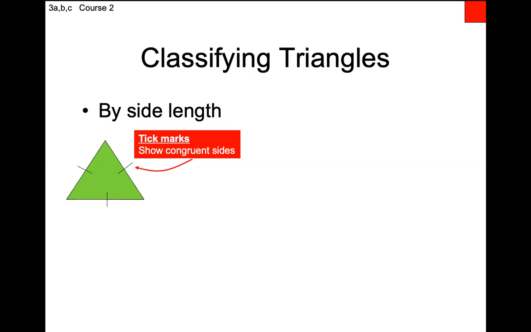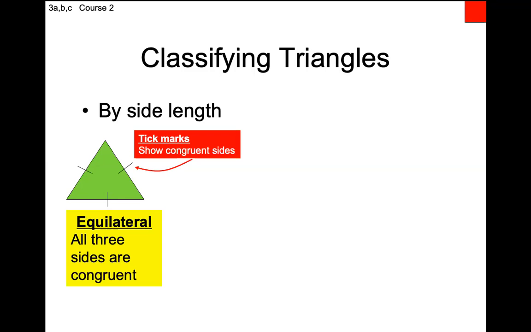Now these tick marks show that the sides are the same. If you see a tick mark, it means it's showing you that the sides have equal measurements or the sides are congruent. So we call this an equilateral triangle, an equal lateral side, equal sides. When all 3 sides are the same, we call it an equilateral triangle. Tick mark means any other side that has 1 tick mark has the same measurement. Equilateral, all 3 sides are the same.